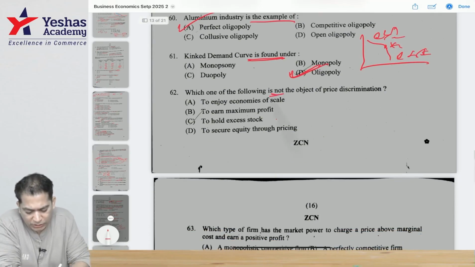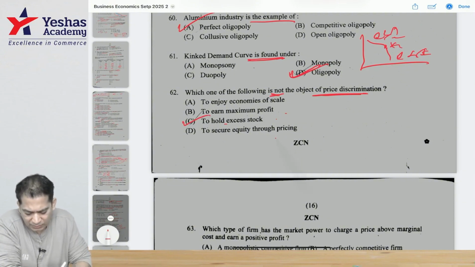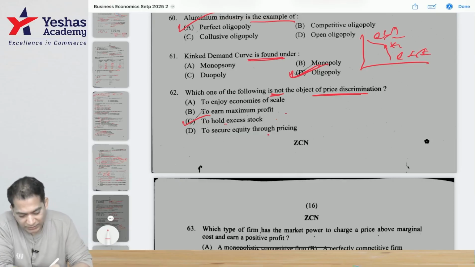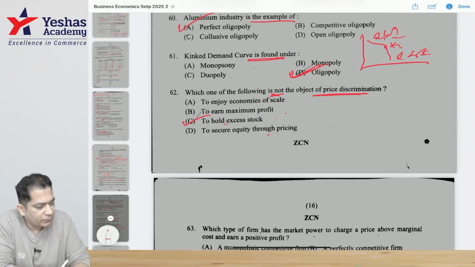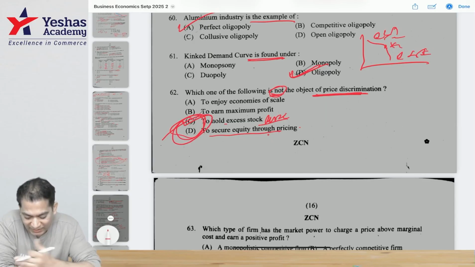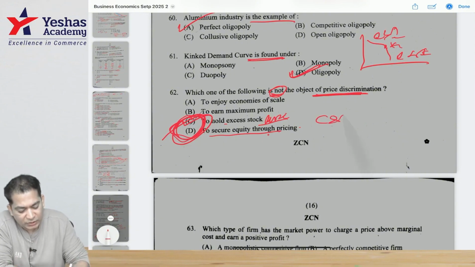Which of the following is not the objective of price discrimination? To enjoy economies of scale, to earn maximum profit, to hold excess stock. That is not the reason. To secure equity through pricing. So in this case, holding excess stock is an objective. It is usually found in case of monopolistic competition. Secure equity through pricing is also not found under monopoly, so not the objective of price discrimination. I'll go with both option C and D. I don't know why they give such options. So again, there is a dispute between C and D option over here.